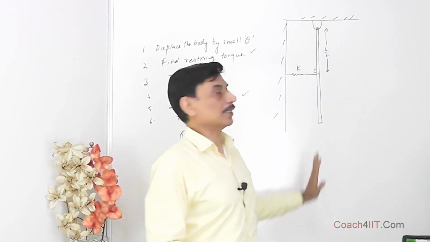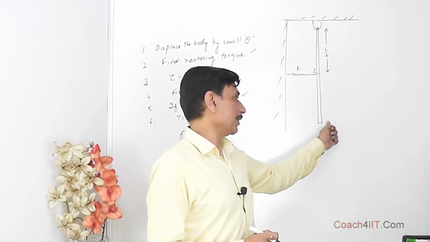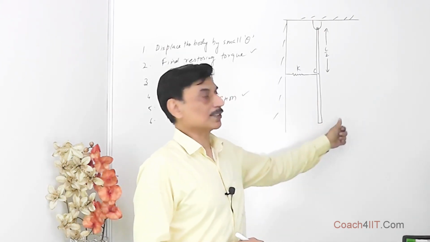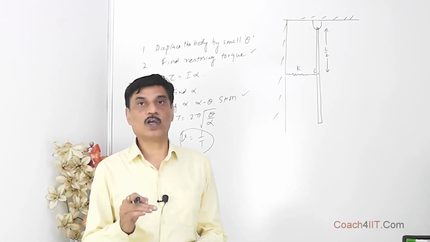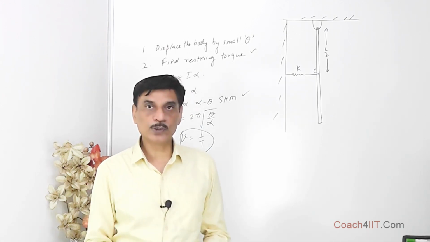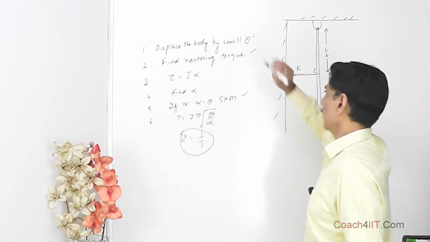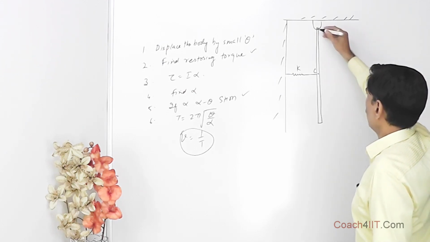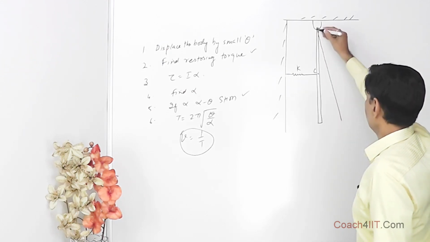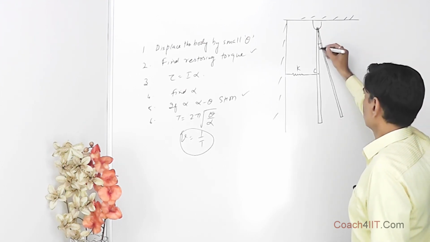This is hanging vertically. Now we wish to find out, if we displace it slightly, then obviously it will be oscillating like this. We have to find what is the time period of these small oscillations. As usual, our first step is to displace the body by a small angle theta. So we displace this by a very small angle theta. Right? So this is theta.